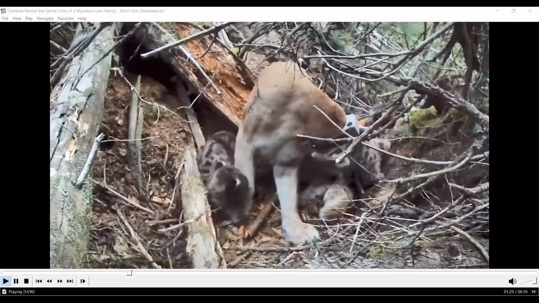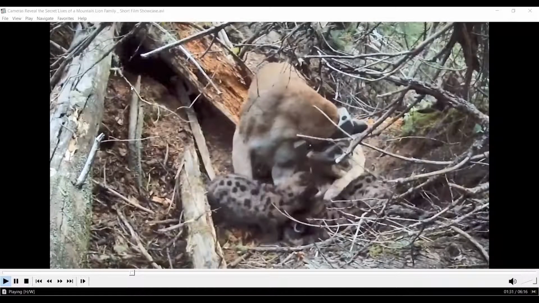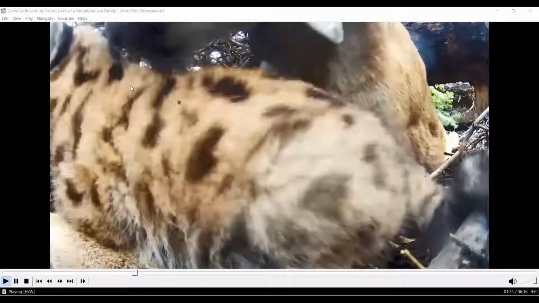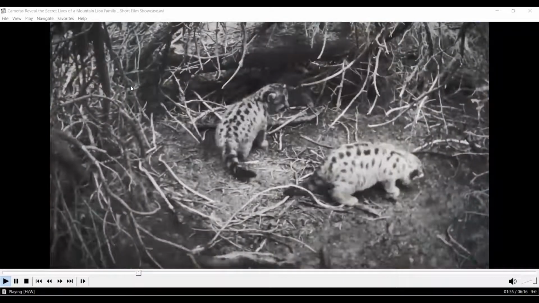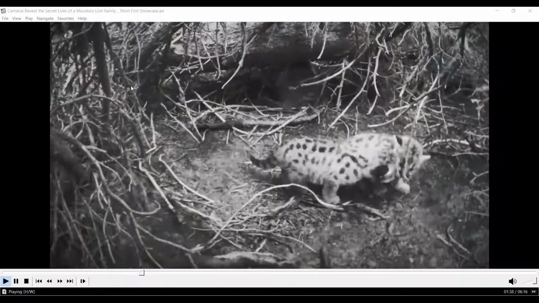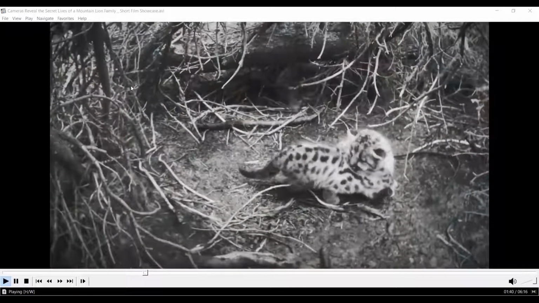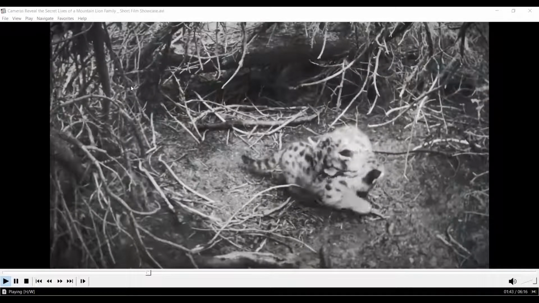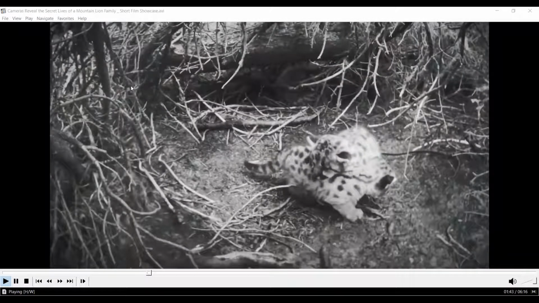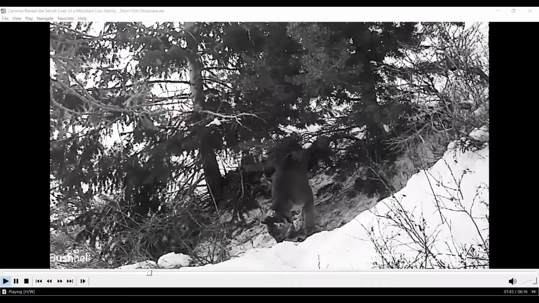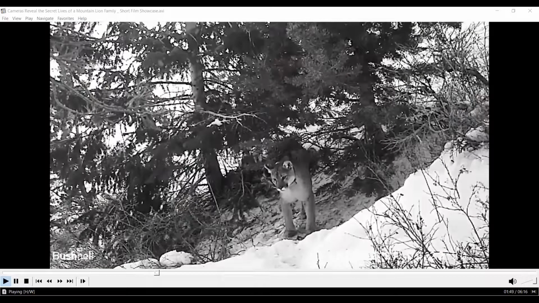F61 will devote most of her life to nurturing and providing for her offspring. And that isn't easy. In order to feed them, she sometimes has to leave her 3 kittens alone for days at a time. When she finally returns from a hunt, she calls out and receives a warm greeting from her kittens.